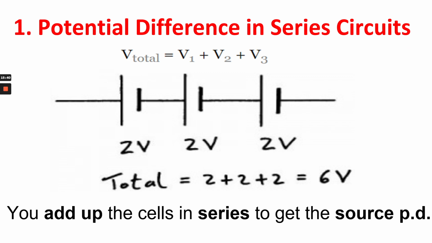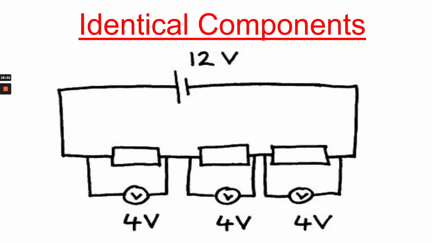Potential difference in series circuits, current in series circuits, and resistance in series circuits, and then the same thing for parallel. So 6 things in total. Let's go. So, potential difference in series circuits. First of all, you add up all the cells to get the source potential difference. That's your battery. Here we have a 6-volt battery.